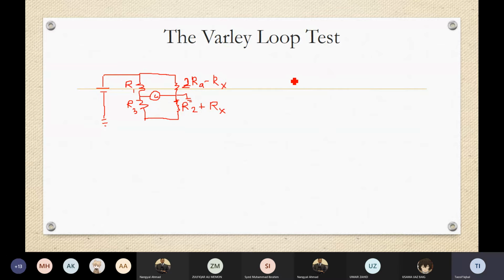ओके, सो लेट्स अगेन कंसिडर के हमारा जो ब्रिज होगा दैट वुड बी बैलेंस्ड। So that means R1 divided by R3, and on the other side we have 2RA minus Rx and in denominator we have R2 plus Rx.